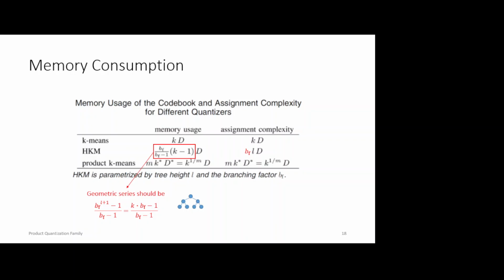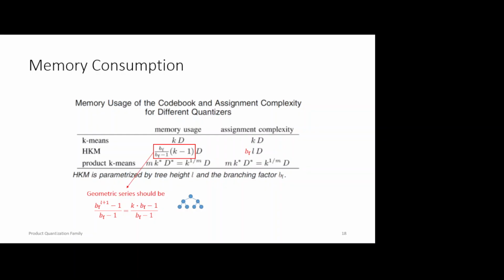And this page considers the memory consumption. We consider how much memory you have to use with different methods. First is K-means. If you have K centroids, and each centroid has D dimensions, in total the codebook size is K by D. You need to store the codebook in your memory.